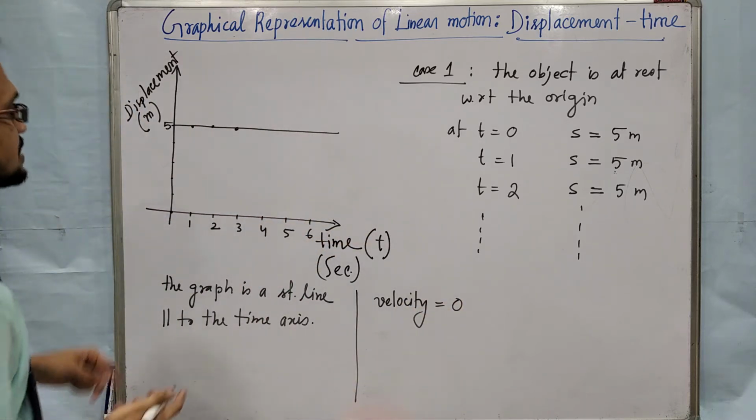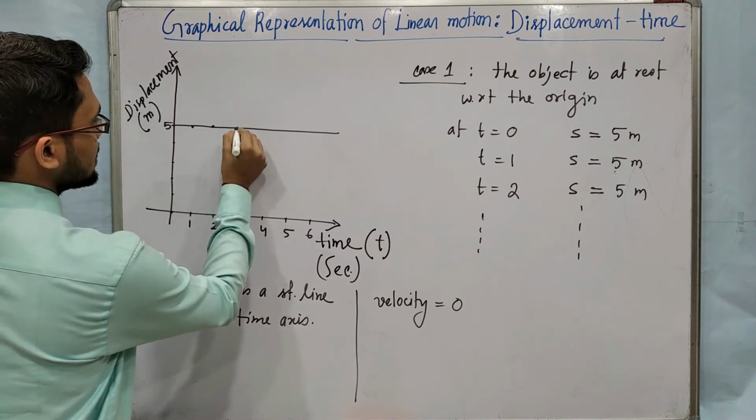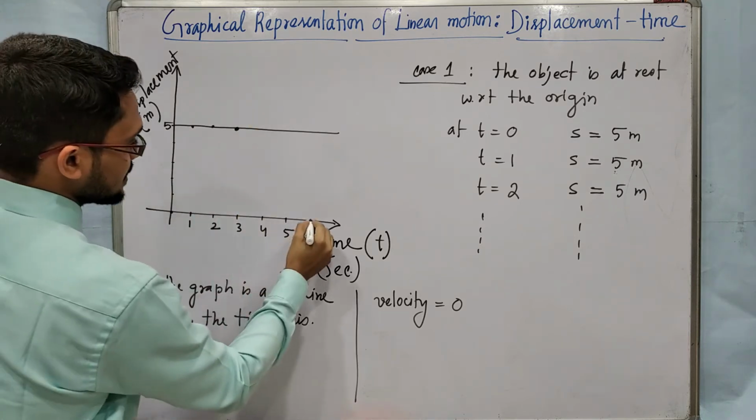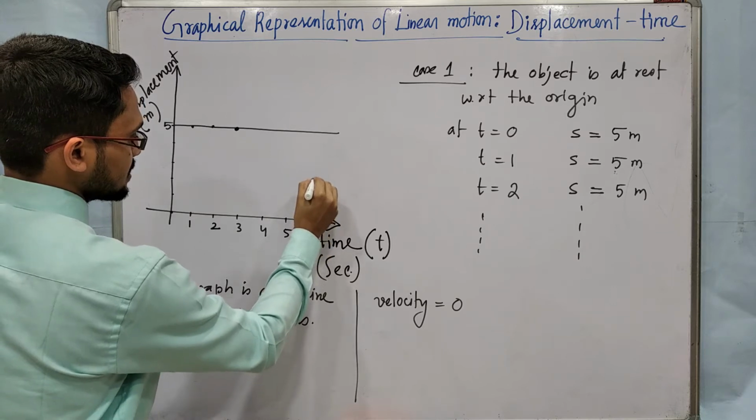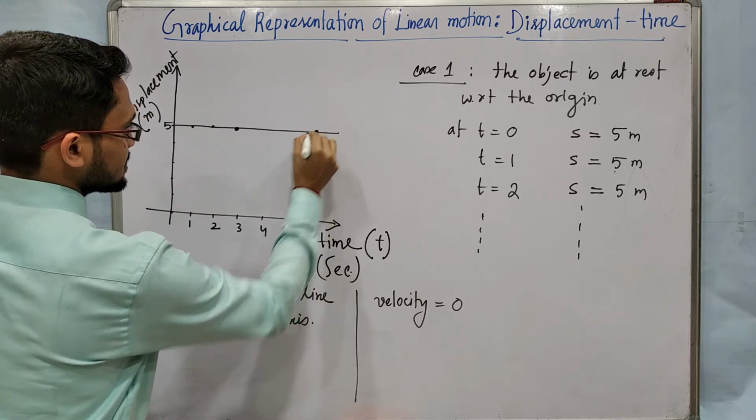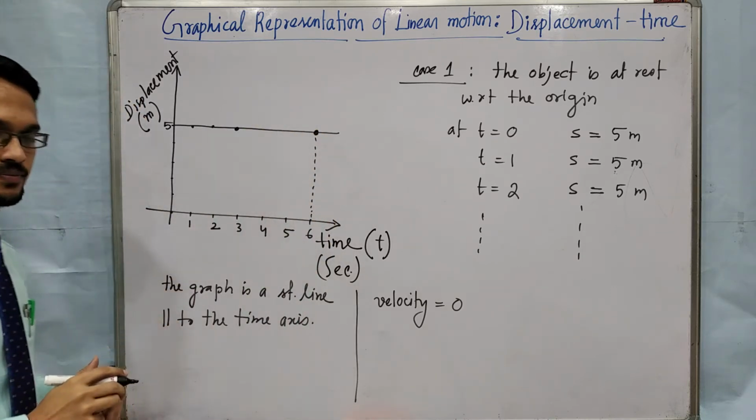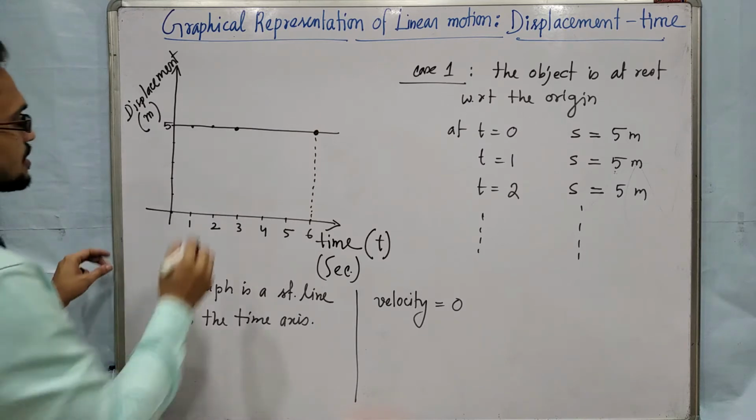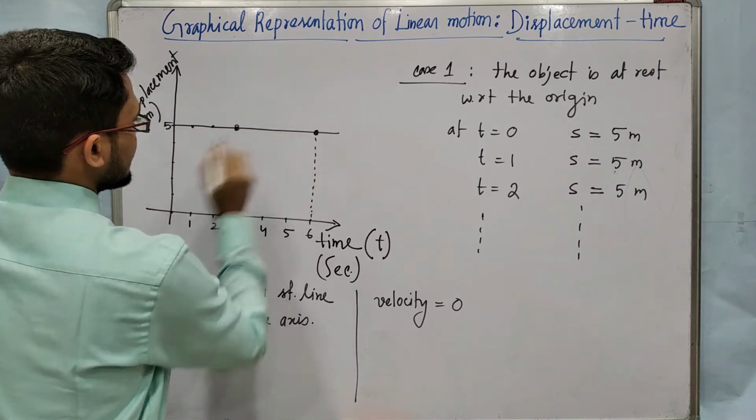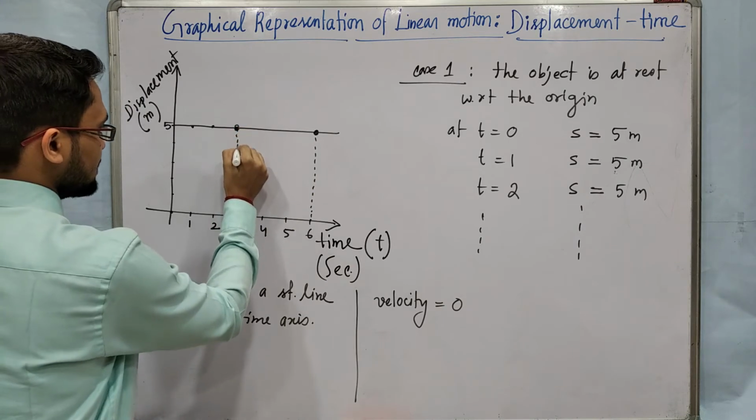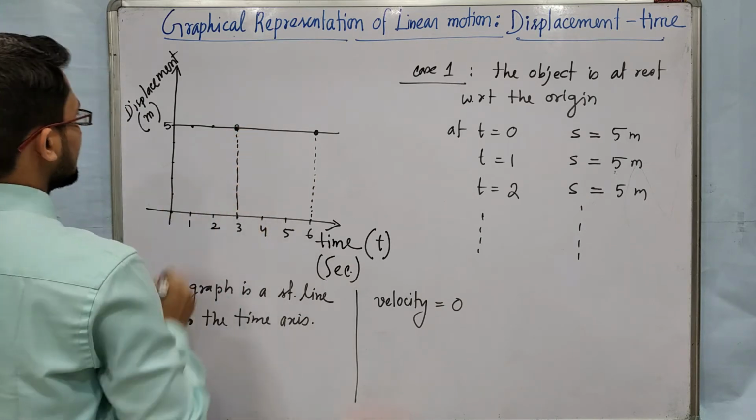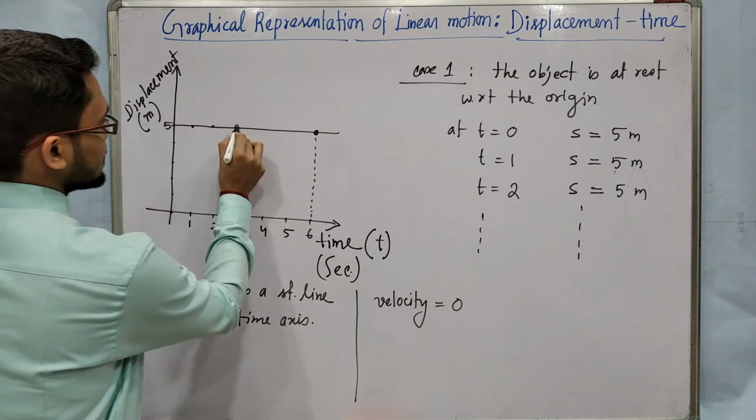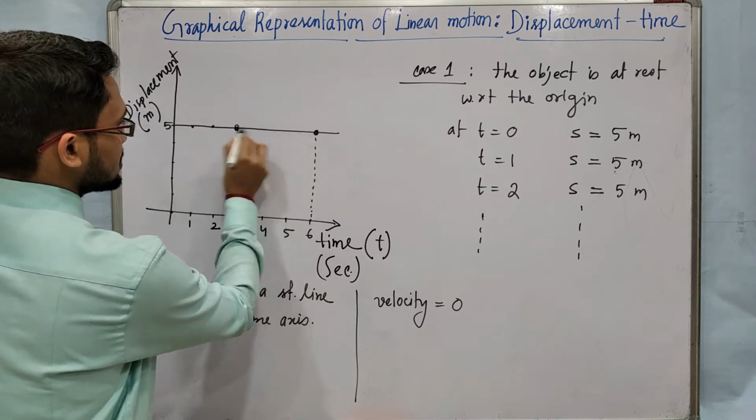Slope. Slope means take any 2 points. Suppose this point I am taking at 3 second, and another at 6 second. These 2 points I am taking. Okay. Then what will you calculate? Take these 2 points, and then calculate the time difference and the displacement, means what is the distance between these 2 points.